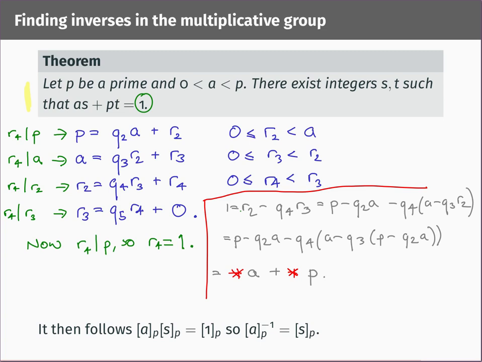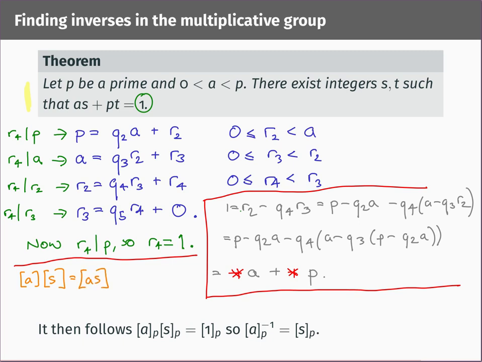And that is what the theorem claimed. We have represented 1 as a multiple of A plus a multiple of P. Now, the reason that this is useful is because what we can now say is, if you look at the class of A times the class of S, and I mean these classes modulo P, then that's the class of AS, by definition of multiplication in the multiplicative group.